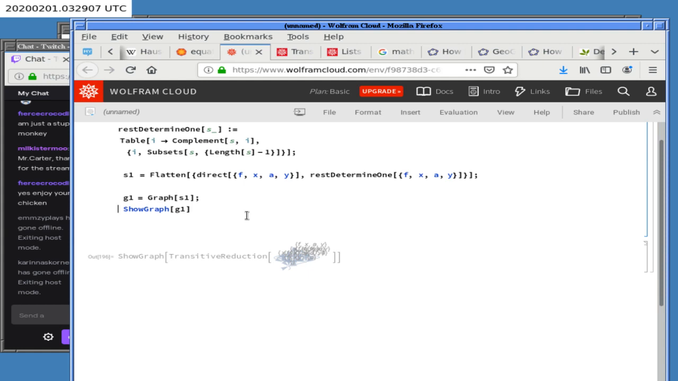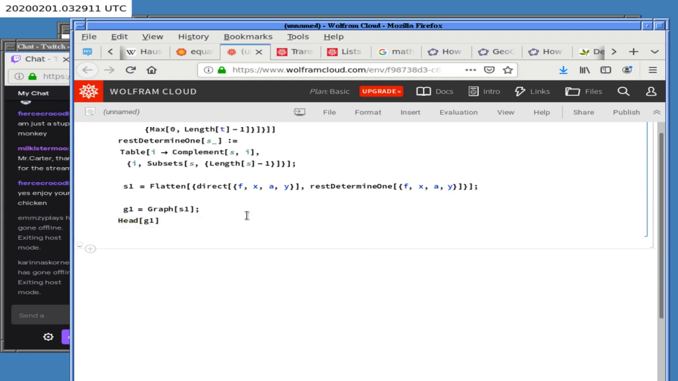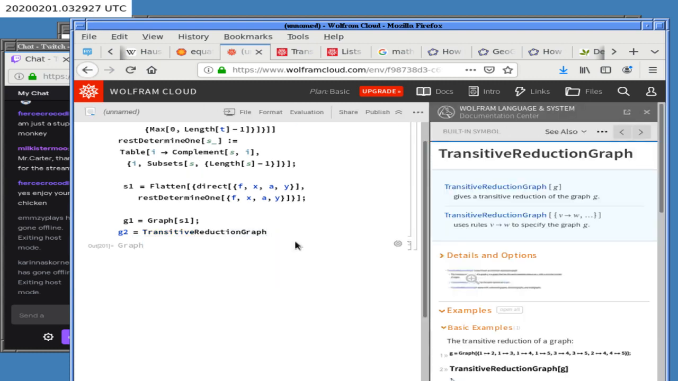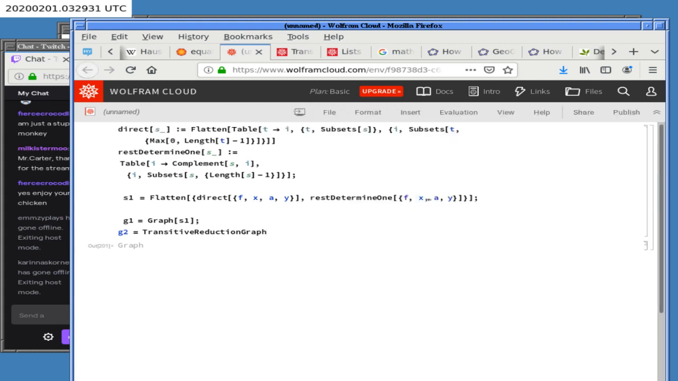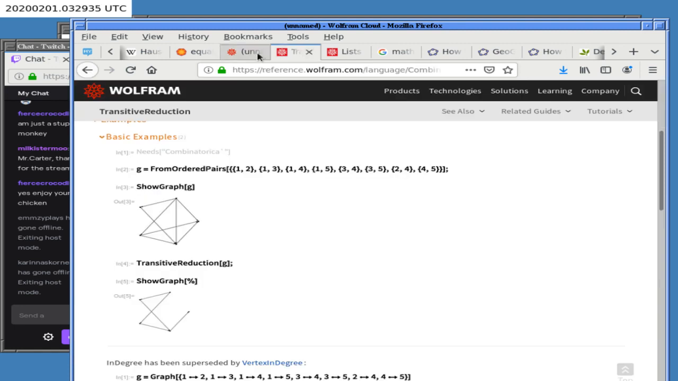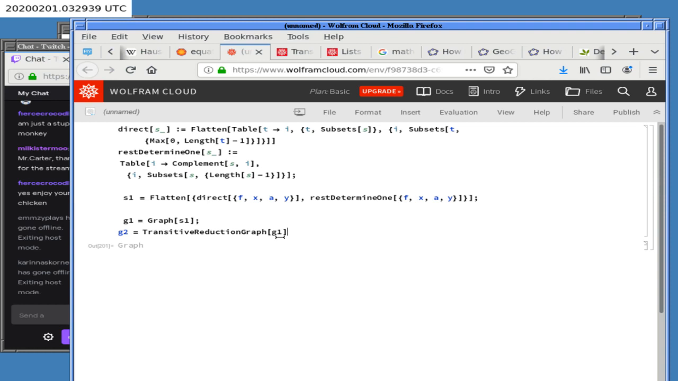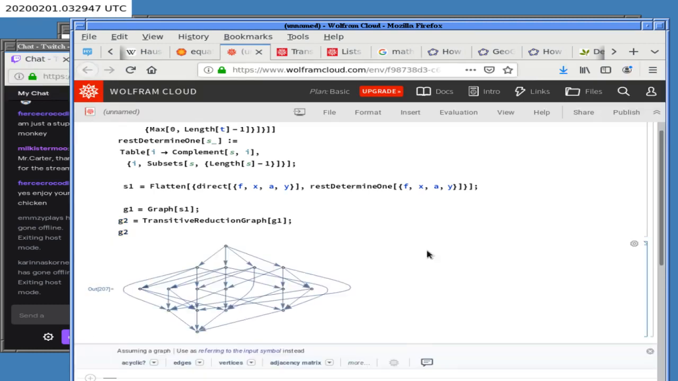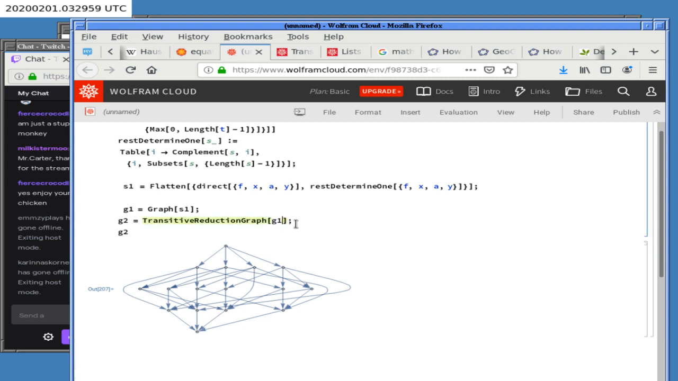So now, show me the head of G1. It should be a graph. Yes, okay, good. So now I should be able to say G2 equals transitive. Ooh, what is this? Oh, this is something that maybe it didn't like anymore. So maybe I have to say this now. Okay, so now apparently we have to say transitive reduction graph in this newer version, instead of just transitive reduction, which I apparently invented. So G1, and then just show me G2. That actually might be transitively reduced. Okay, and since I was using the wrong vertex labels, to automatic.